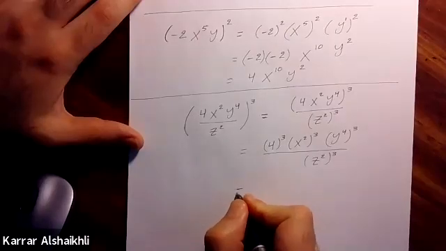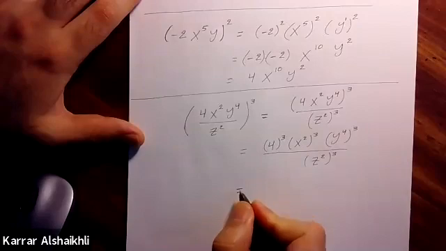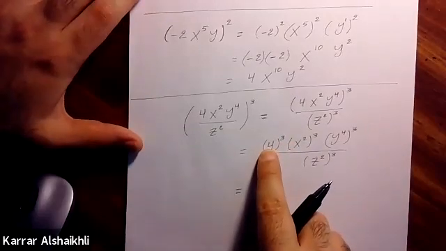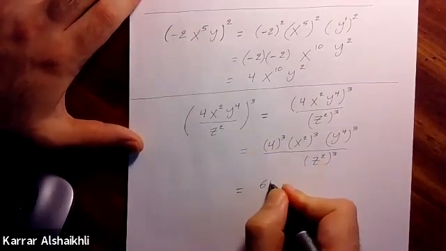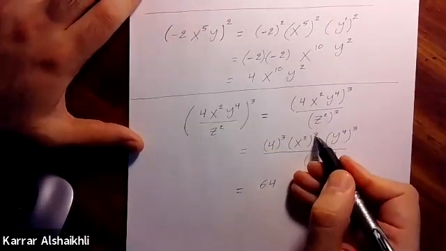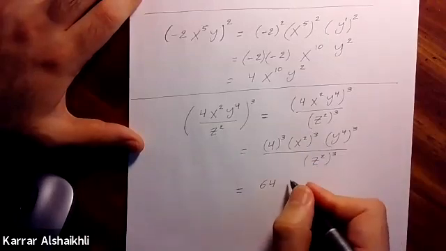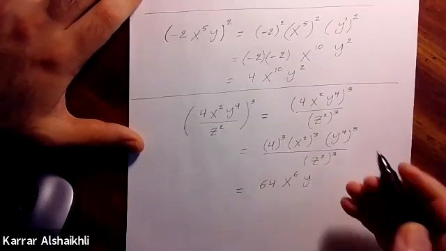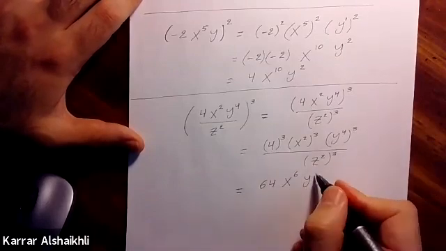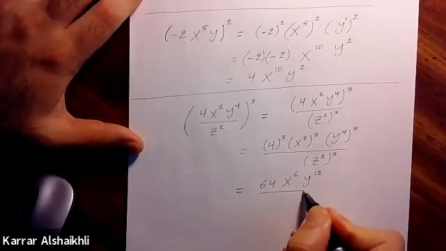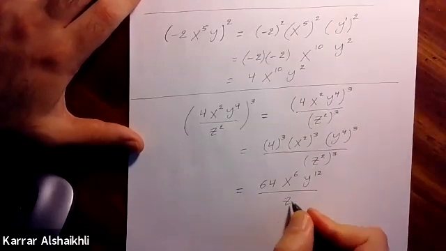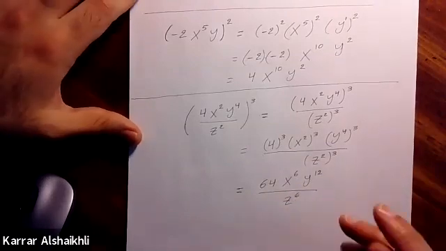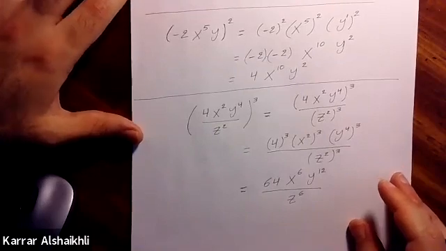And here is going to be 4 cubed, that's 4 times 4 times 4, which is 64. We're going to multiply 2 times 3, which is 6, so x to the power 6. y: 4 times 3 is 12. Over here is the z, 2 times 3 is 6. This is the final result for this example.